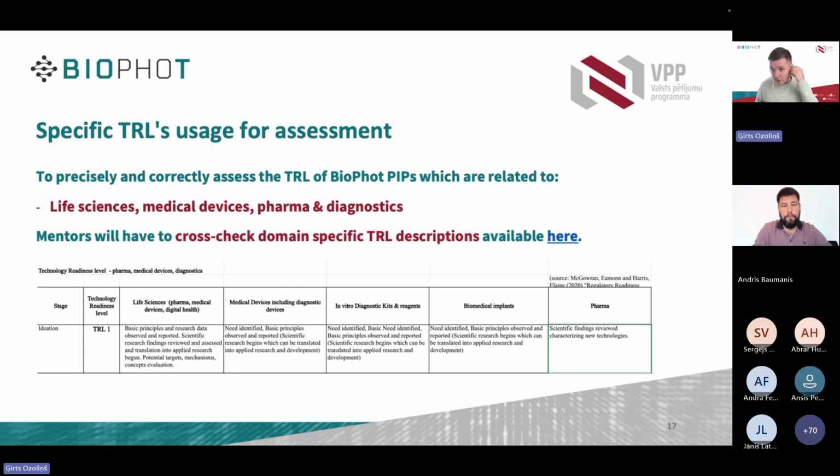But this Excel file we will also put on the BioPhoT website, and you will be able to see it and download it for yourself and check actually before the meeting with the mentor. So for the technology readiness level, where you are, if you are in, let's say, life science, medical devices, and these top fields.